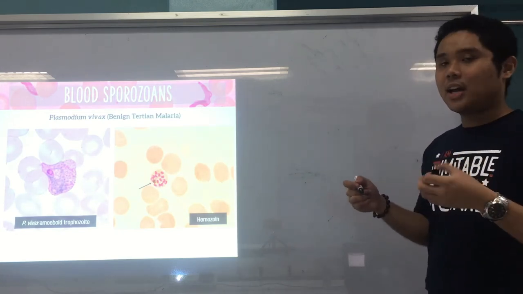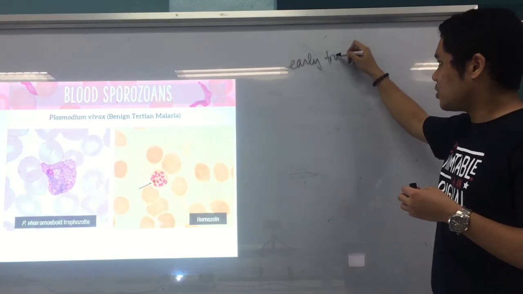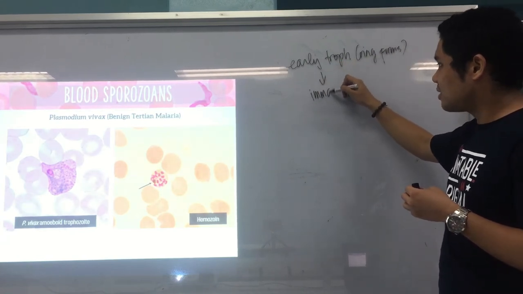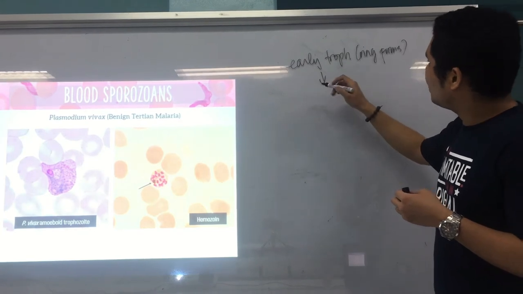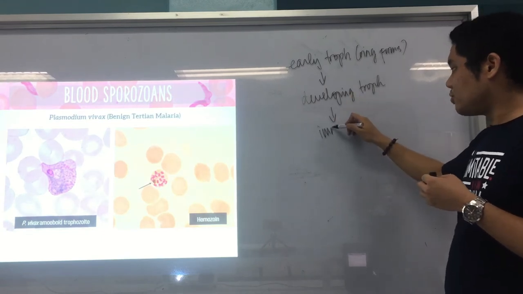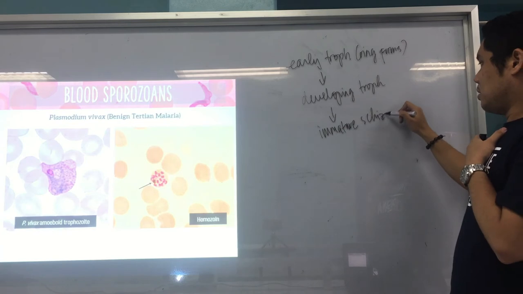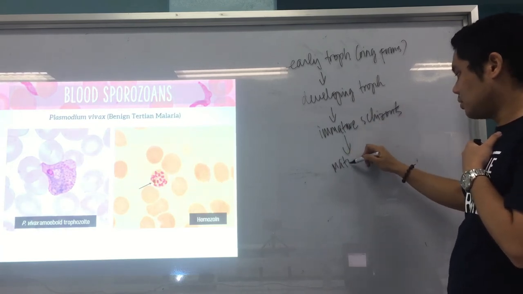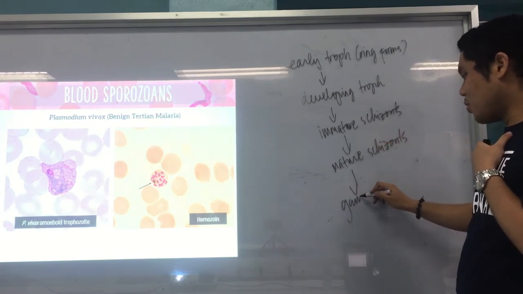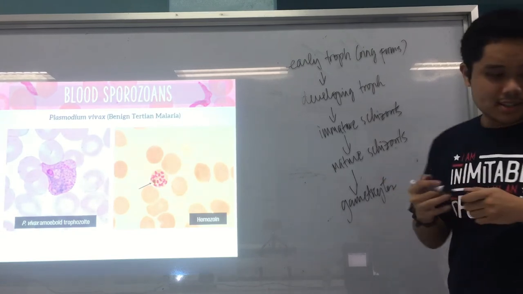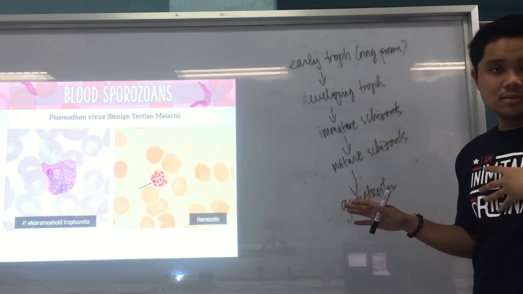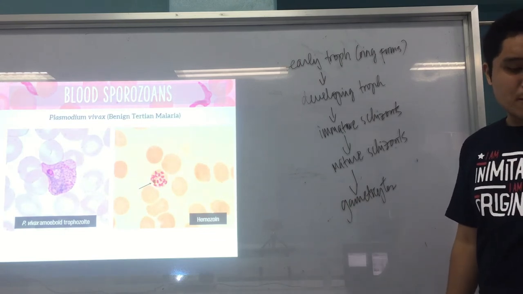For the stages of your malaria, it starts first with the early trophozoites, which is your ring forms, followed by the developing trophozoites. Then you have the immature schizonts, and then the mature schizonts. And then lastly, your gametocytes, both micro and macro. I hope that's right. So those are the stages in the human's body. So, that's for Plasmodium vivax.